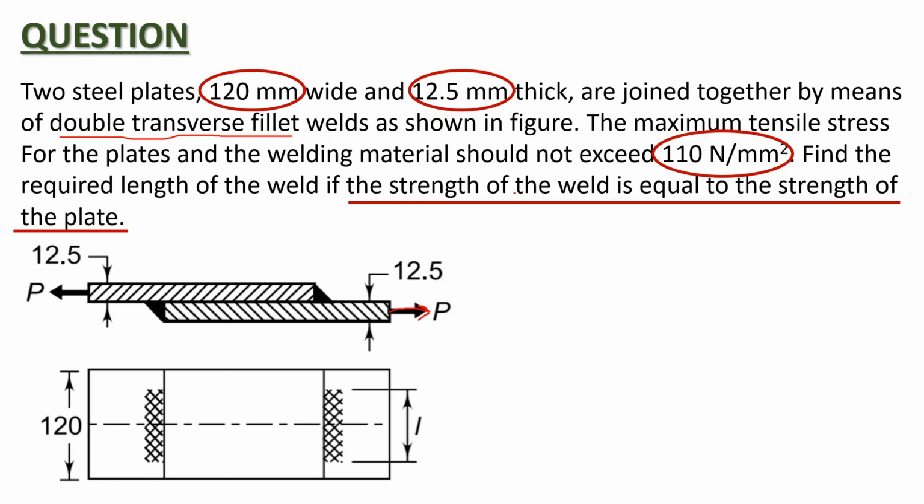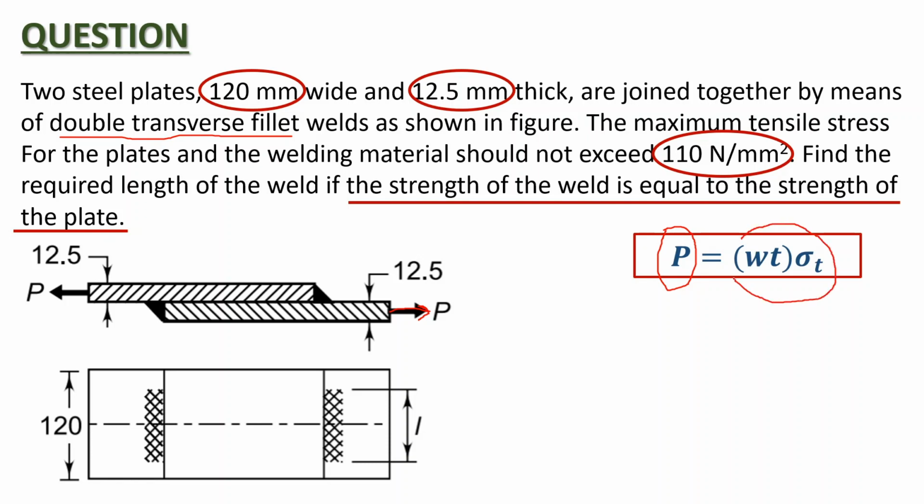Now coming to this line, which says that the strength of the weld should be equal to the strength of the plate. Till now we are always denoting the strength of the weld as P, whose value is not given to us in the question, but this information is given, which says that P should be equal to the strength of the plate. With the help of this information, we can write this equation, where P is the strength of the weld and this is the strength of the plate.